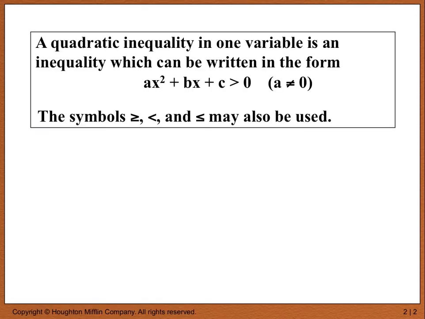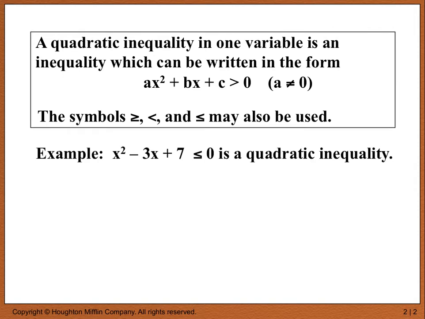A quadratic inequality in one variable is an inequality which can be written in the form ax squared plus bx plus c is greater than 0, with a not equal to 0. Of course, the symbols greater than or equal to, less than, and less than or equal to may also be used. And of course, you also know that from Algebra 2, and also from this course, the times that we have done inequalities.